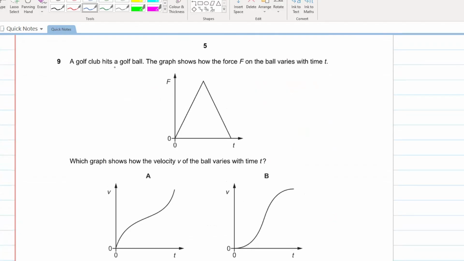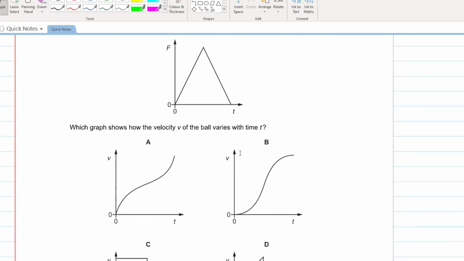A golf club hits a golf ball. The graph shows how the force on the ball varies with time. Which graph shows how the velocity of the ball varies with time? So we have to tell the velocity versus time graph. If you analyze the force versus time graph, the gradient is what? The gradient is constant. Perfect. Or you can say the force is constantly increasing.